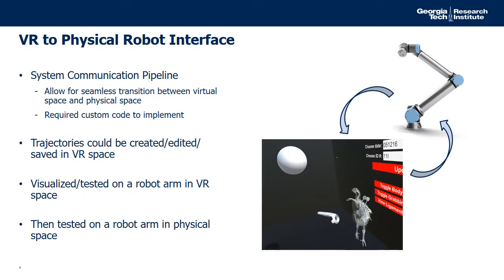After creating the bird models for the VR environment, as was previously mentioned, we then came up with a way of taking the VR cutting trajectories from the VR environment into the physical robot environment. This was done by creating what we called a system communication pipeline to allow for a seamless transition between virtual space and physical space. This required custom code to implement. Trajectories could be created and saved in VR space and then tested on a robot arm in the VR space as well. And from there, the trajectories could be tested on a robot arm in the physical space.